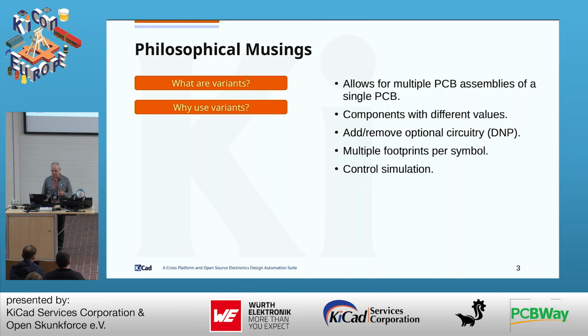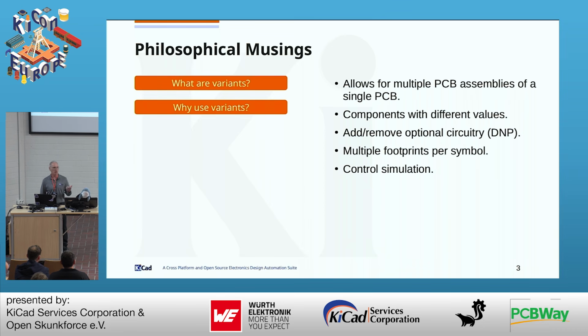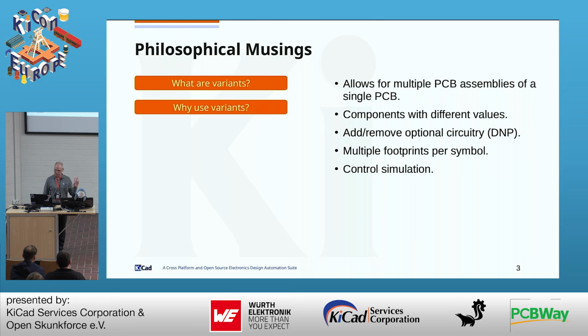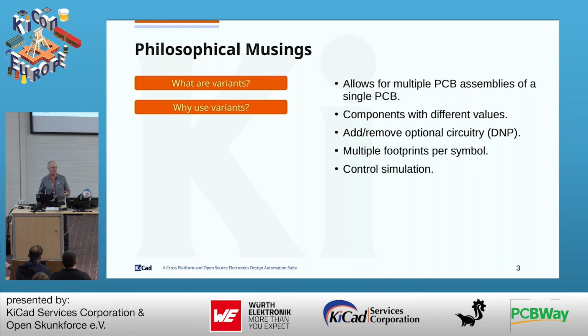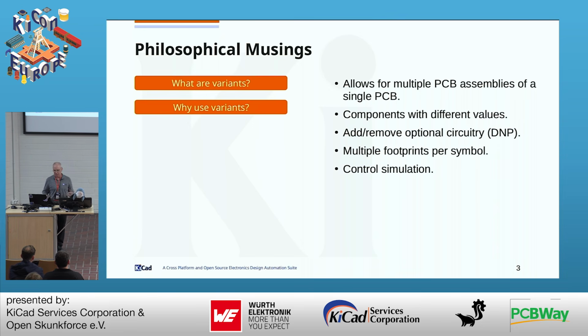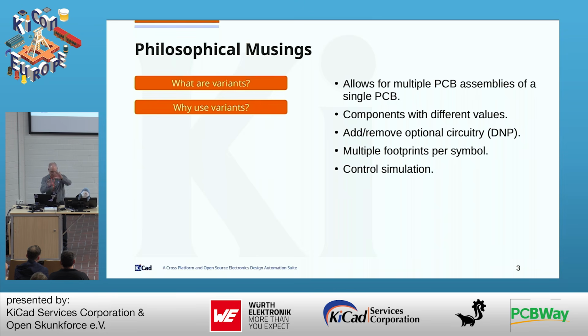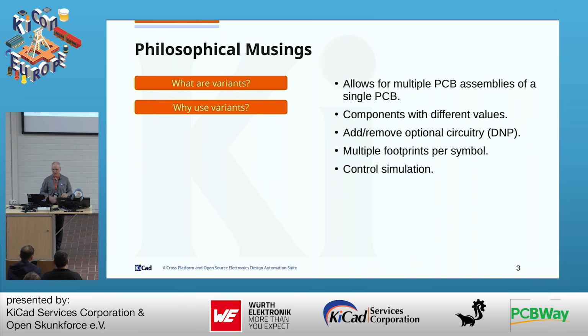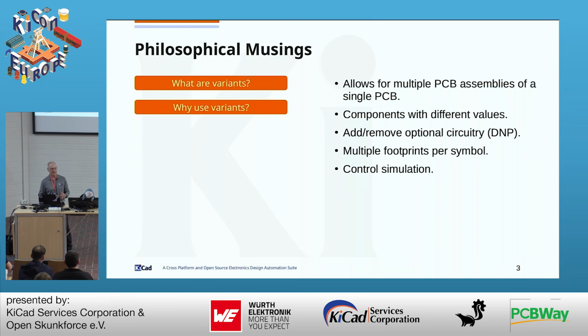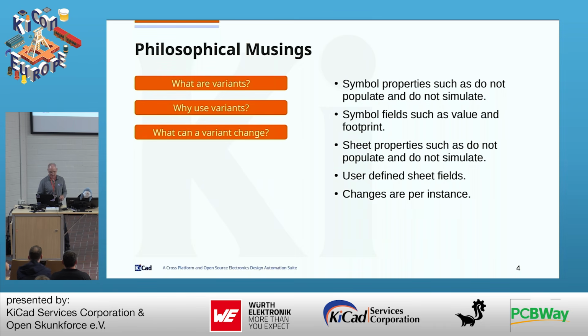That's the population things. You can have multiple footprints per symbol with some restrictions. You might have 3 different size transistors for an open collector output, one low power, one medium power, one high power, right? But there'll be some restrictions on that. And you can control simulation. Maybe in one design, in one variant, you want to simulate this part of the schematic, another variant, you don't. So there's things you can control in variants. There are things that you can't.